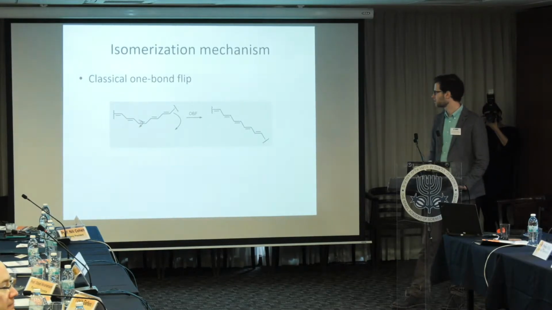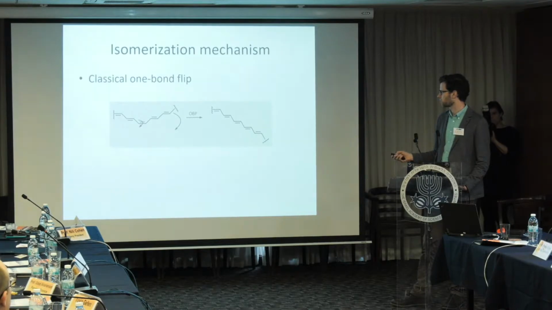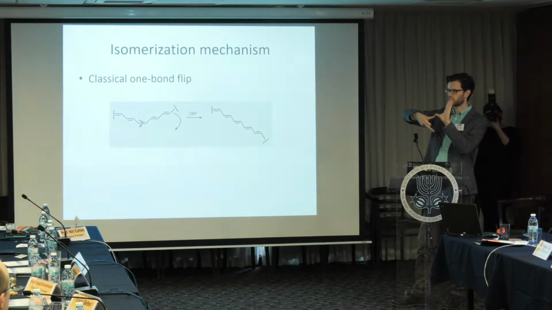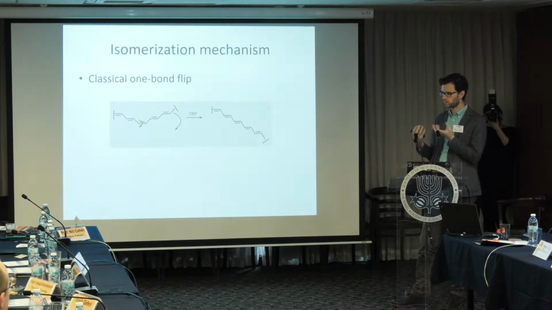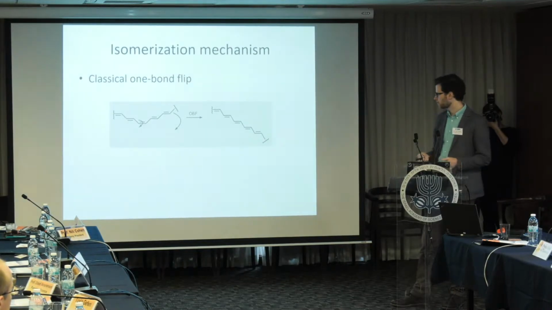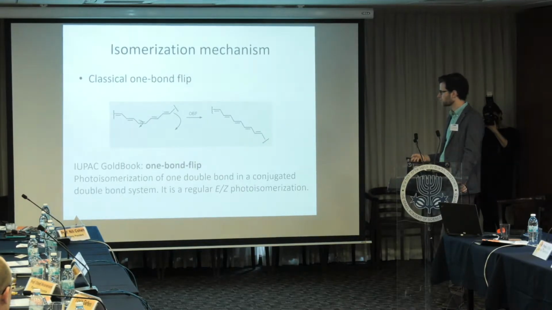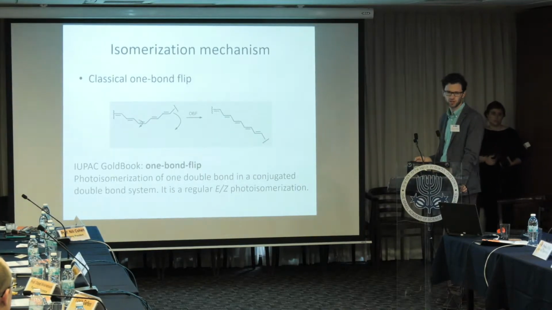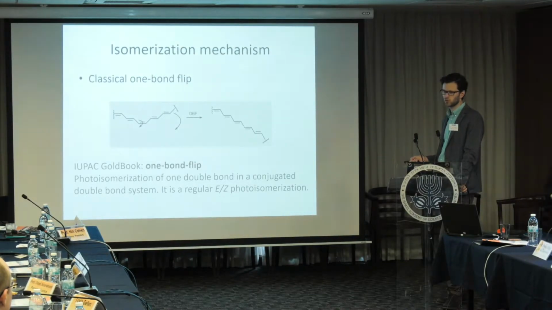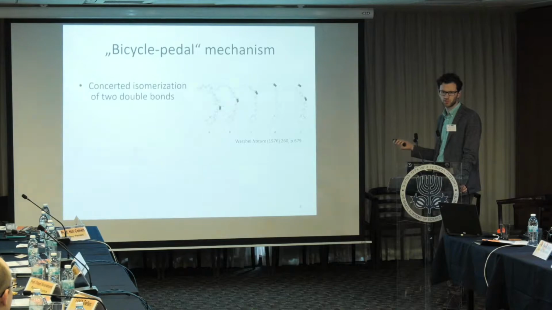What is the mechanism? She will probably say it's a classical one-bond flip, meaning that you have two ends of the molecule, and one is rotating by 180 degrees to form the other isomer. But in a very tight protein pocket, there is not enough space to make such a large motion. So this definition in the IUPAC Golden Book of the one-bond flip mechanism is not valid in protein.